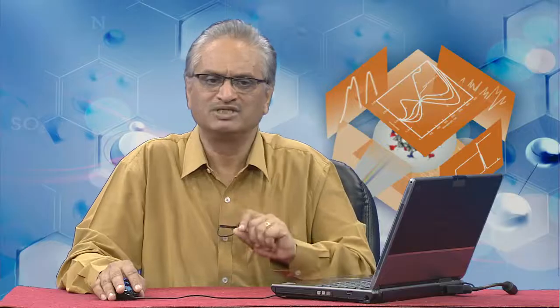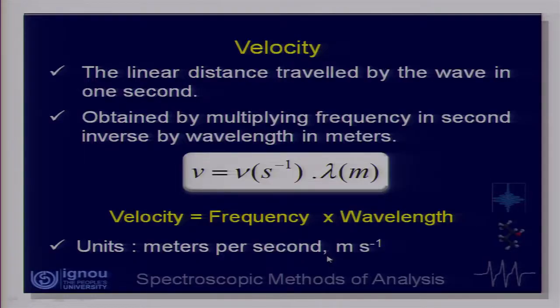Okay. Let us move further and take up yet another characteristic of EM radiation, that happens to be the velocity. Velocity basically refers to the linear distance travelled by the wave in 1 second, that is per unit time. We can obtain velocity by multiplying the frequency of the radiation, in terms of second inverse or hertz, by the wavelength, expressed in meters. So, we have the following expression: v, the velocity of radiation, is equal to nu, the frequency in second inverse, times lambda, in meters. That is, velocity is frequency into wavelength. This you must remember, because we will be using that later on.